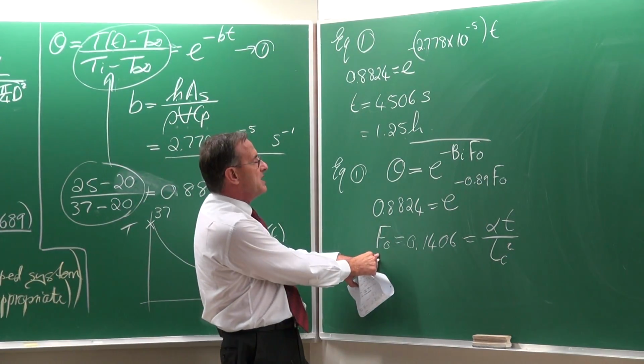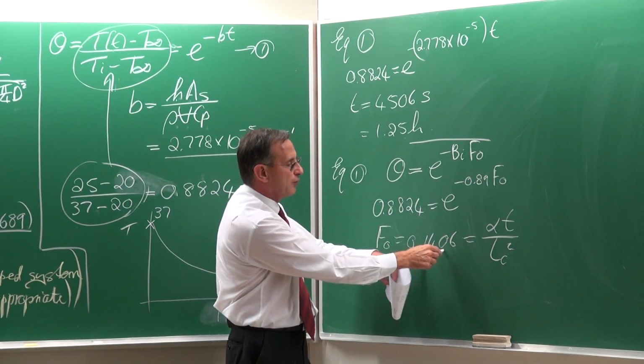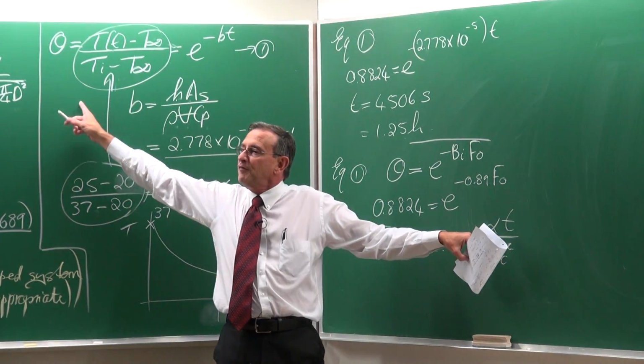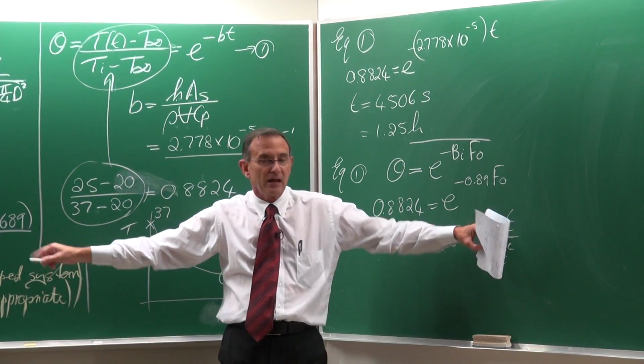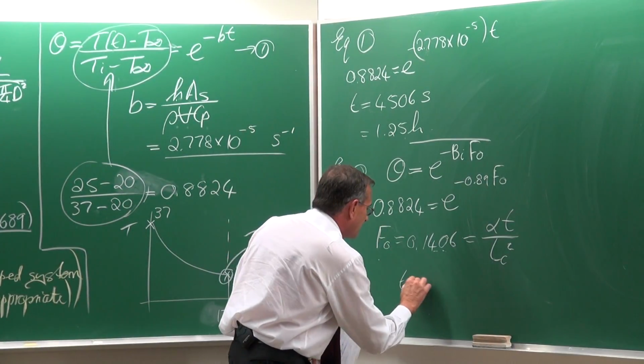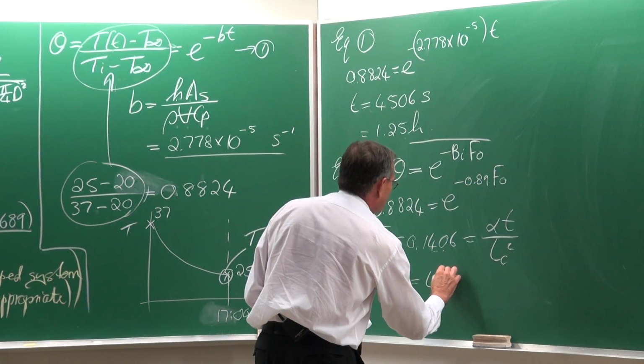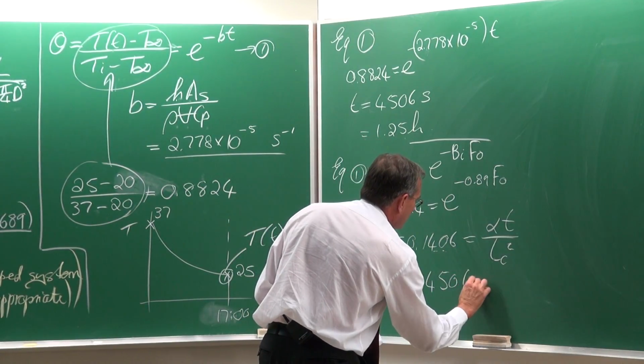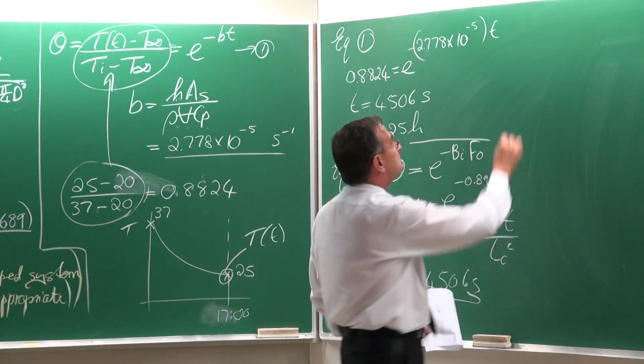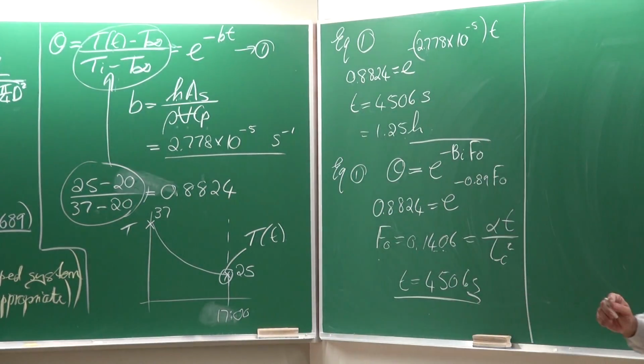You've got the Fourier number, 0.1407, you've got alpha, and you've got the characteristic length. So if you calculate it again, it should give you the same answer, 4,506 seconds ago. Any questions on the dead body problem if you use a lump system approach? You happy with that?